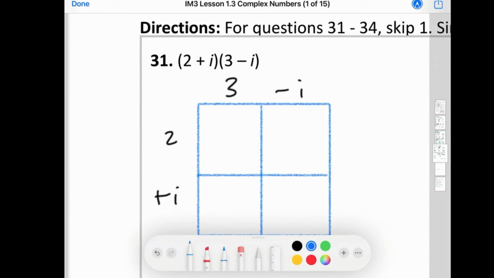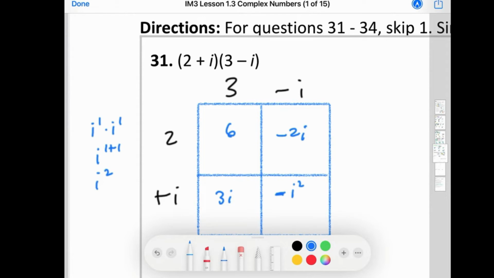Okay, 2 times 3 is 6. 2 times negative i is negative 2i. 3 times i is 3i. And positive times a negative is negative. And i times i is i squared, right? Same base, you add the exponents.